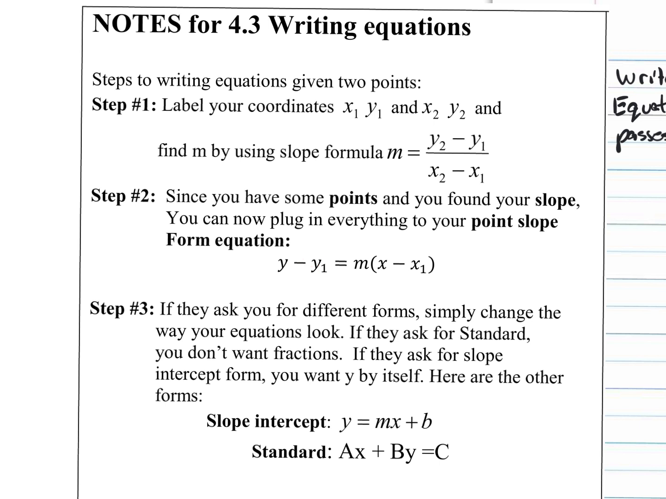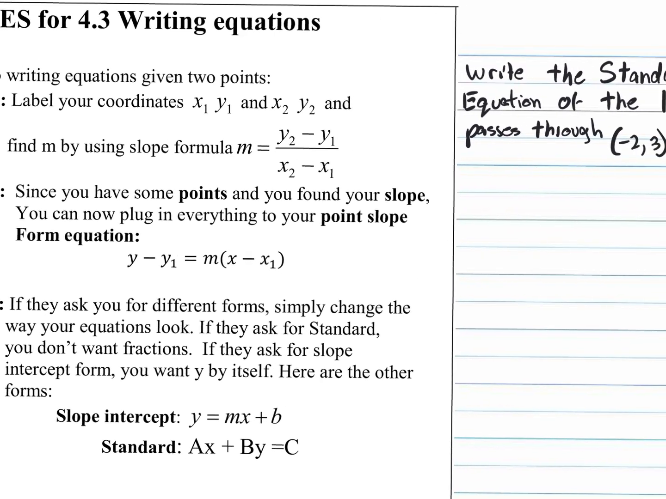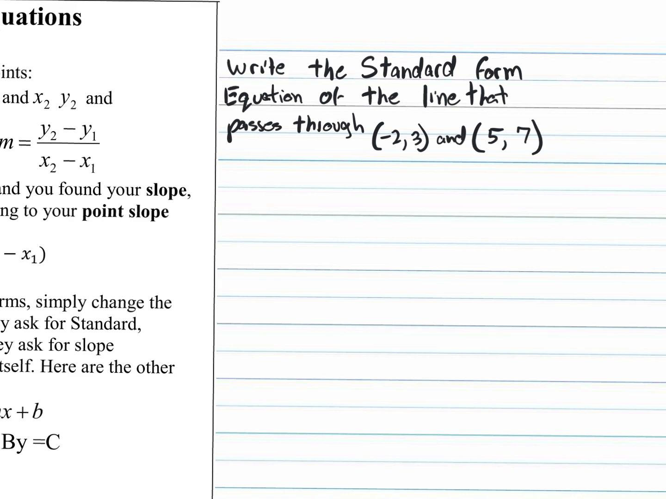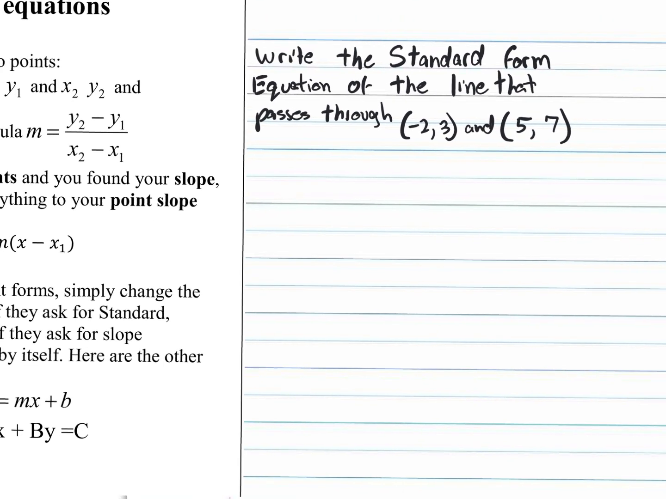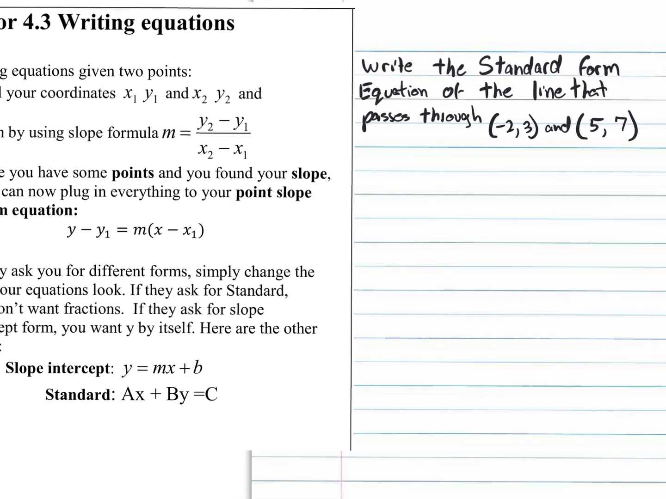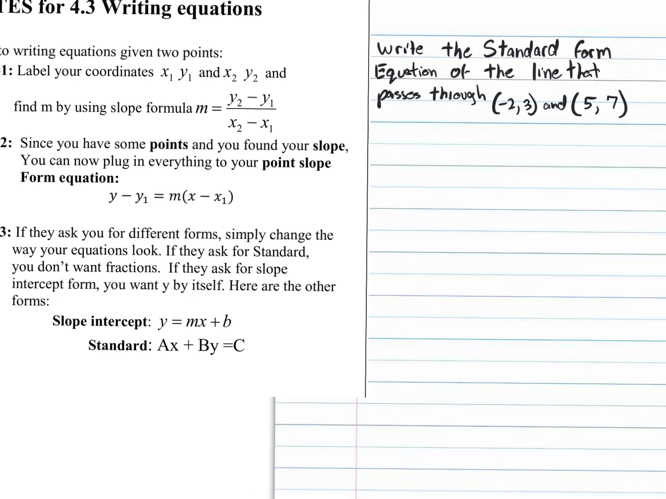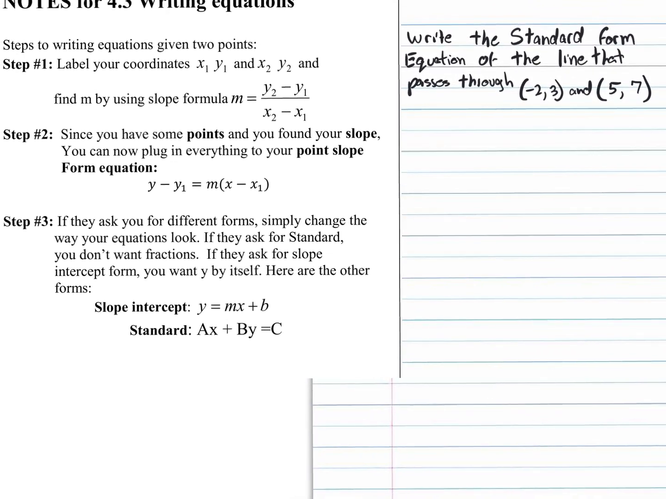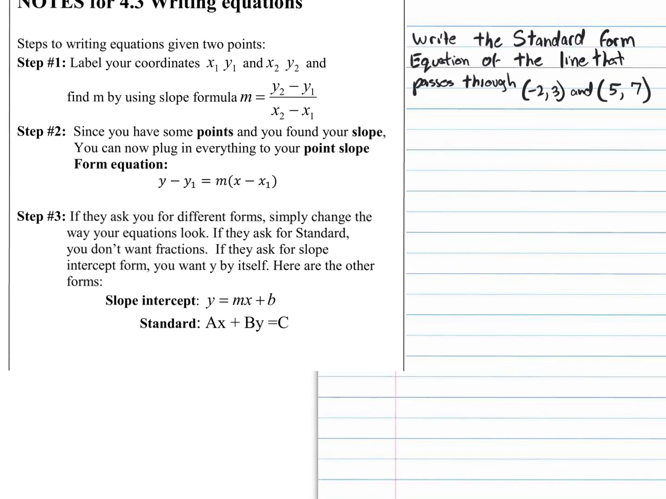Instead of me just explaining it hypothetically without an actual problem, let's all jot this question down right here. Write the standard form equation of the line that passes through the points negative 2, 3, and 5, 7. Okay, jot that down in your notebooks. I'm going to pause it here while you guys copy down that problem.